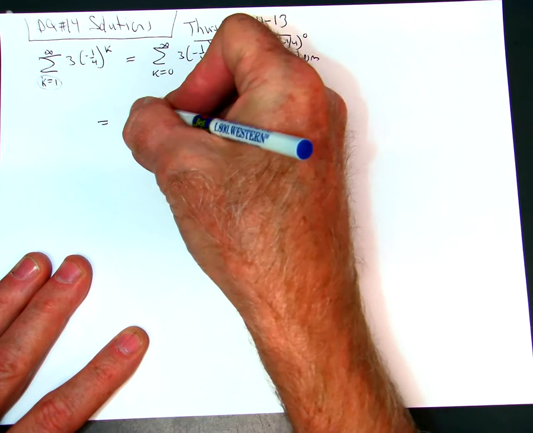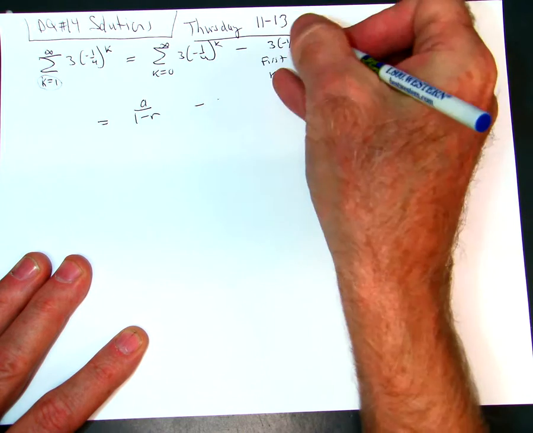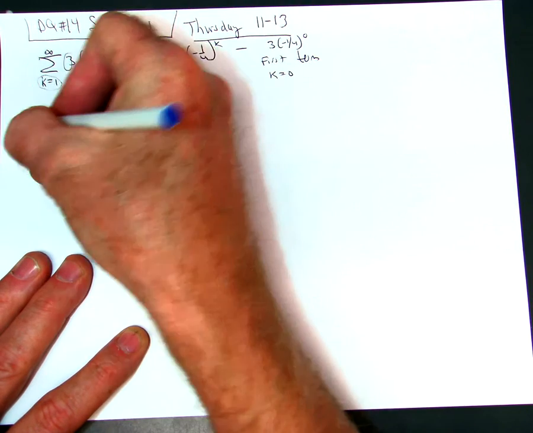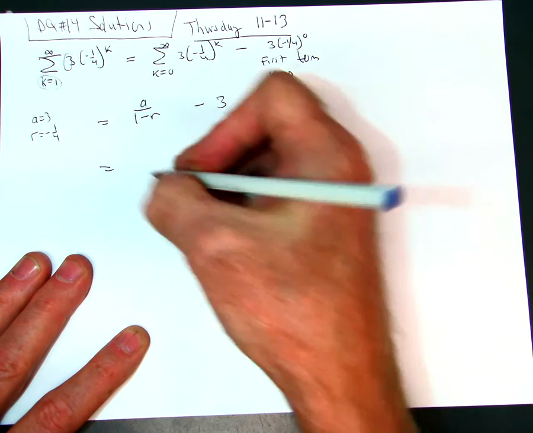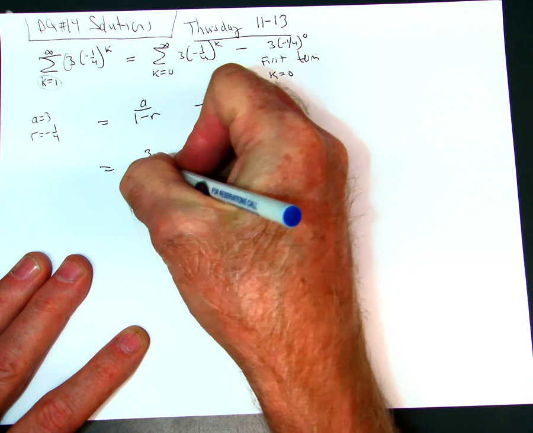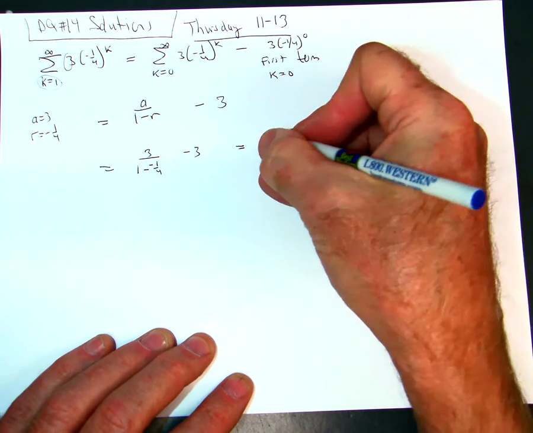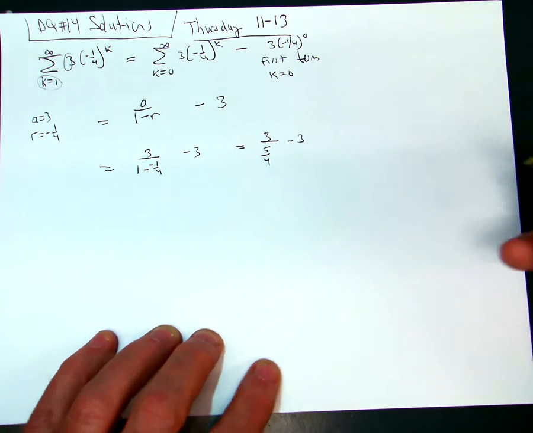This is going to be equal to a over 1 minus r, minus, this is going to end up being 3. So that's my a. r is minus 1/4, so this is going to be equal to 3 over 1 minus minus 1/4, minus 3. That's equal to 3 over 5/4 minus 3.